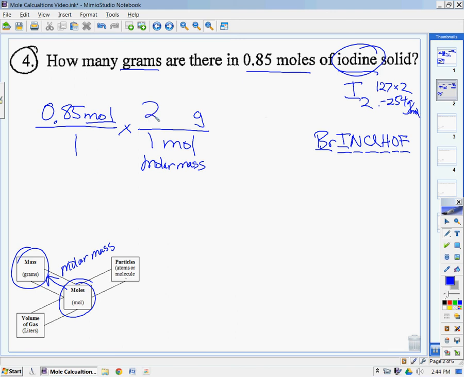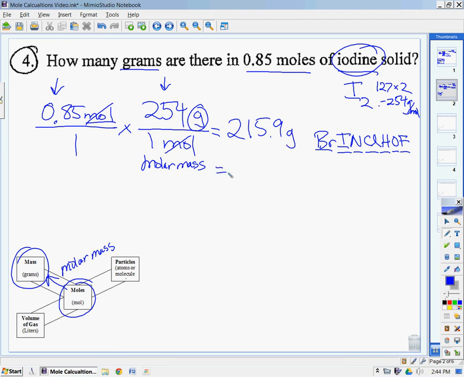So 254 goes in the numerator here. Let's think about this a different way. We have almost a mole. A mole weighs 254, so our final answer should be around 254, a little less than 254. When we do the math out, we get an answer of 215.9 on the calculator. The unit that's left is grams because moles cancels moles.